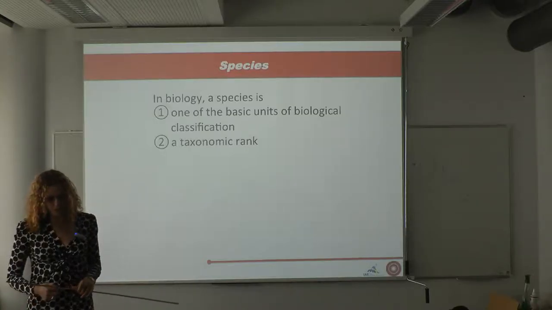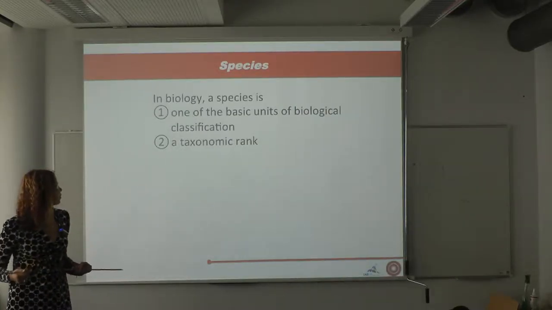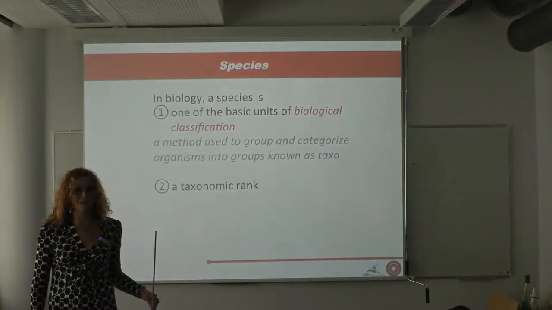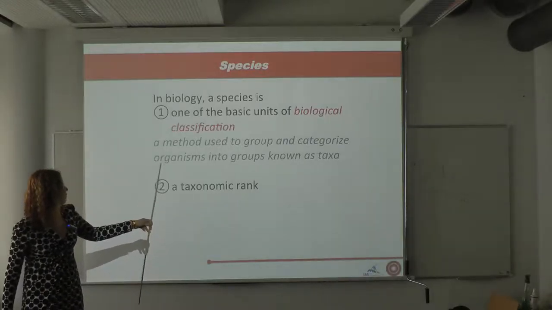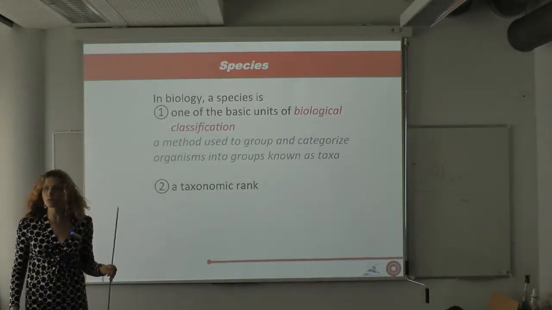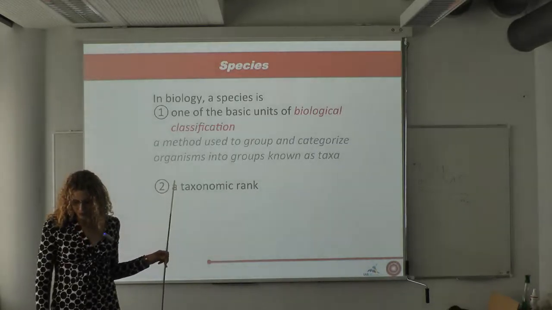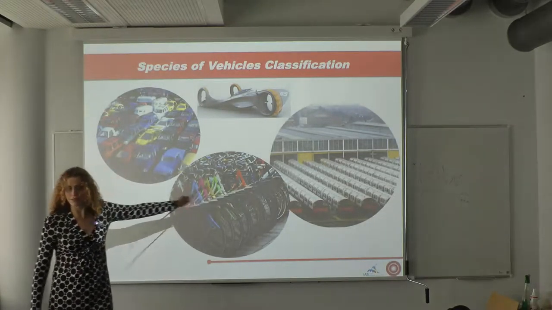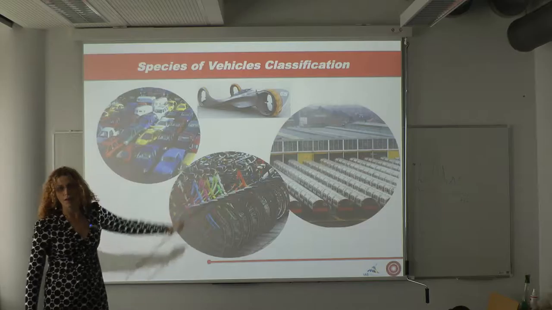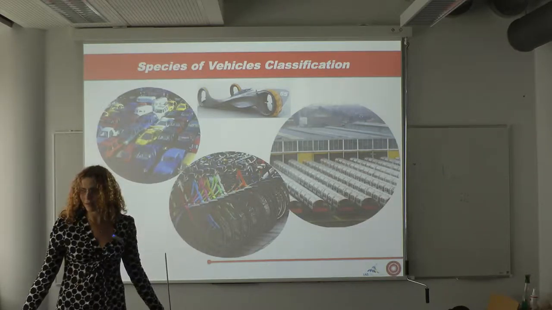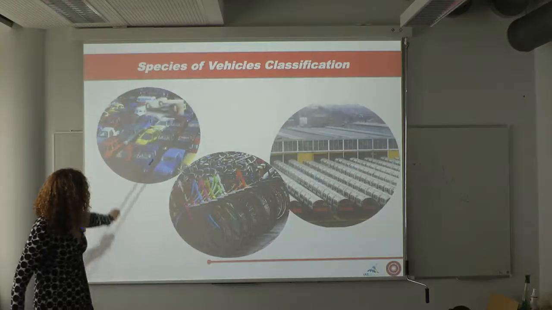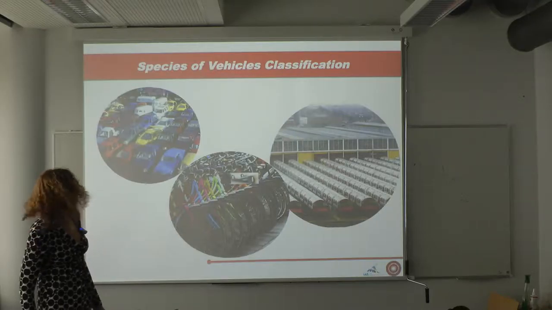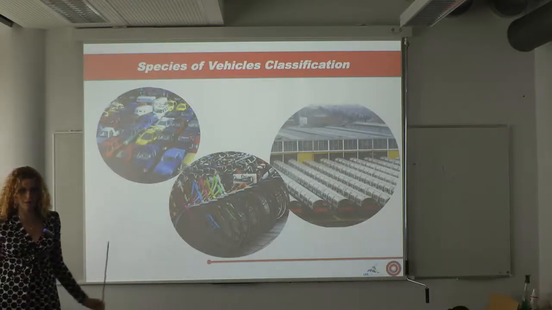So in biology, a species is defined by two things. It's one of the basic units of biological classification and the taxonomic rank. Now, we need to define what is biological classification, and that is a method used to group and categorize organisms into groups known as taxa, right? So basically, back to our car story, if these were the species that I had, of cars, and I had come up with that thing, where would I group it according to my classification? Well, I could either group it into the cars because of the engine that it could potentially have, or I can group it into the bikes because it kind of looks more like a bike than a car. Okay?